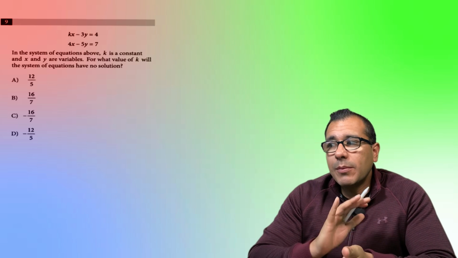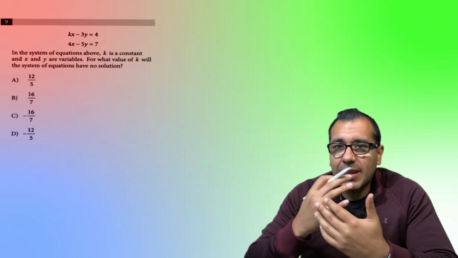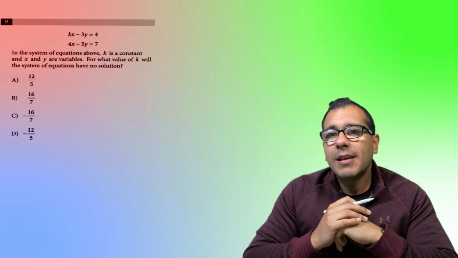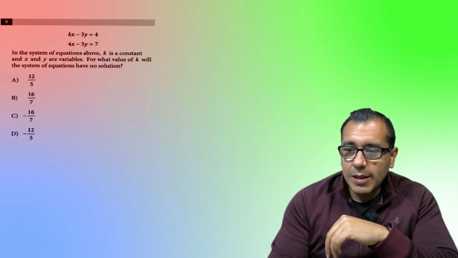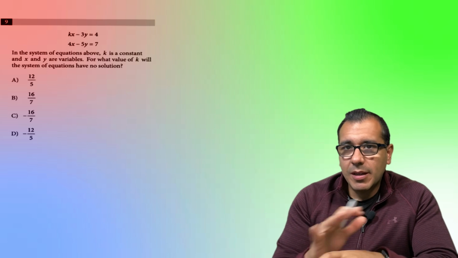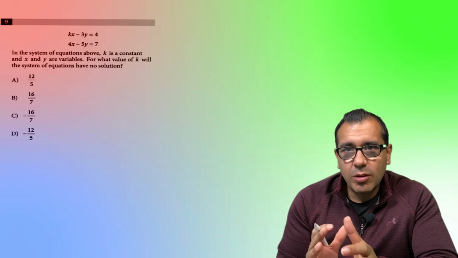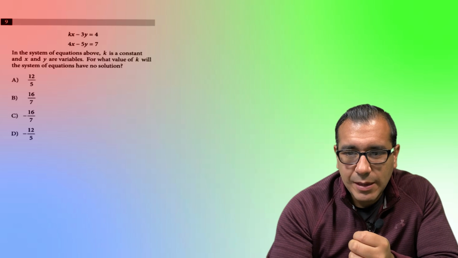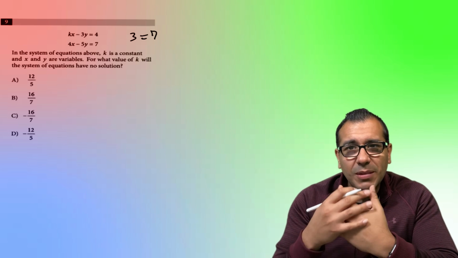It's really important to make sure you have the understanding down. What does it mean that it has no solution? Well, if you recall, when it has no solution, your x's and y's are going to cancel each other out at some point, and you're going to be left with a statement such as 3 equals 7, or something false.